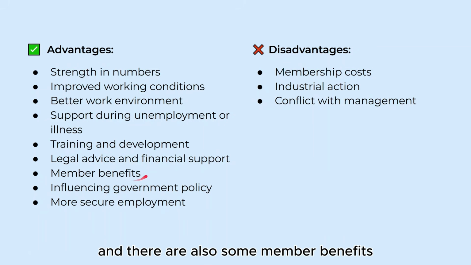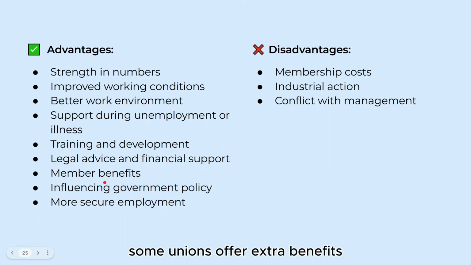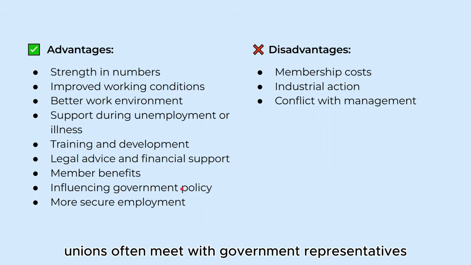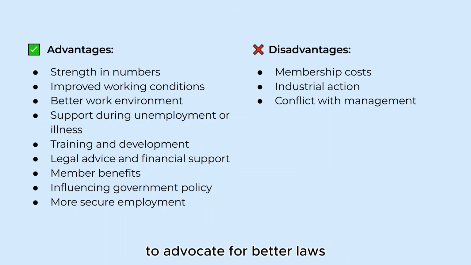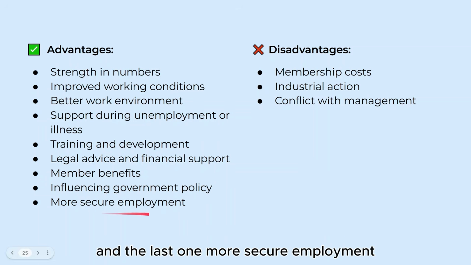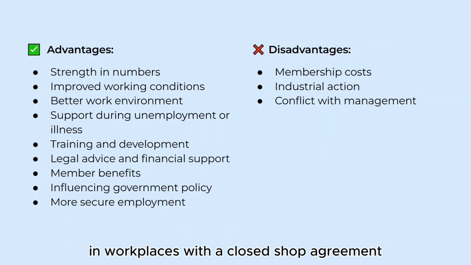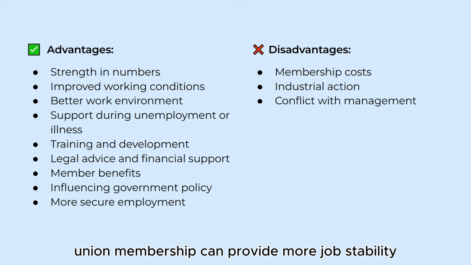And there are also some member benefits. Some unions offer extra benefits such as discounts in certain stores, gym access, or social clubs. They can influence government policies. Unions often meet with government representatives to advocate for better laws and policies that benefit all workers. And the last one, more secure employment. In workplaces with a closed shop agreement, union membership can provide more job stability.